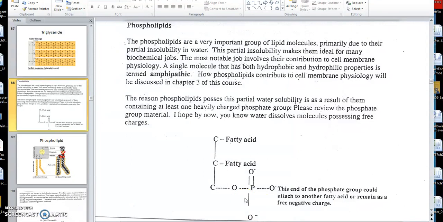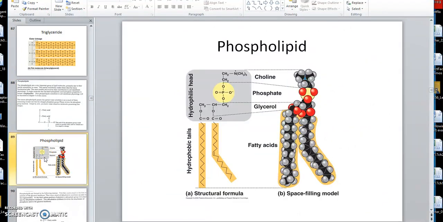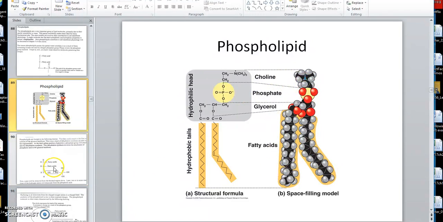The phospholipid will be heavily involved in the cell membrane when we get to chapter 3. Here's another picture of the phospholipid. Here are the fatty acid tails, hydrophobic, don't like water. Here's this head up here where the phosphate group is, hydrophilic, likes water. Amphipathic molecule. Okay?